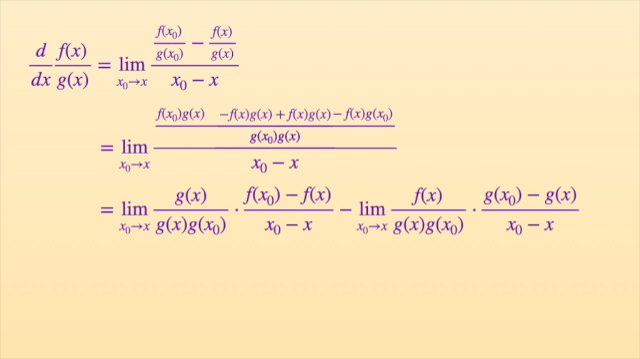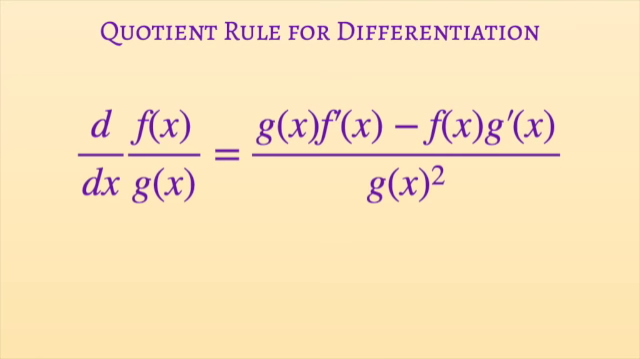When I evaluate the limits, the only indeterminates come from the derivatives, and those will just turn into the derivatives. So when I evaluate the limits, I get unaltered g of x times the derivative of f of x minus unaltered f of x times the derivative of g of x, and all of that divided by g of x squared. And that is going to be our quotient rule for differentiation.